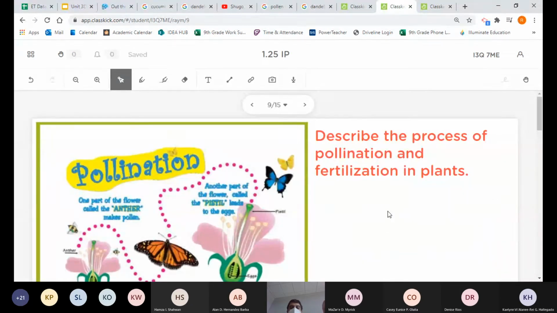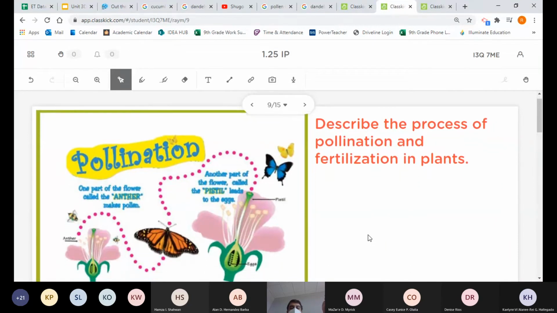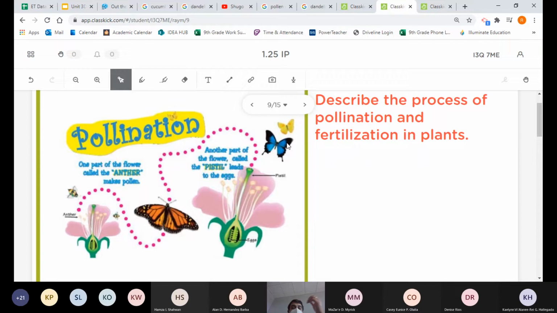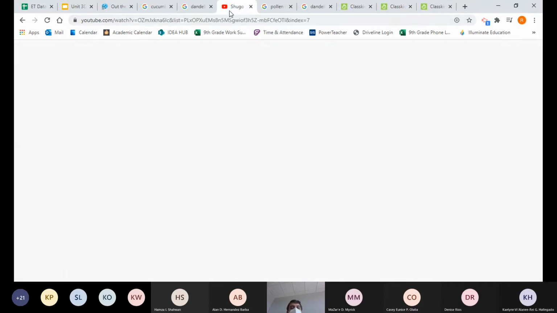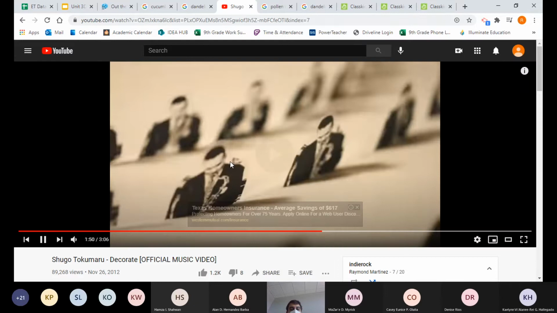Don't cheat. So what I want you to do here is describe the process of pollination and fertilization in plants. If you don't have access to ClassKick, like I said, go ahead and write this down wherever you're doing it, either on an online document or on a piece of paper. So take a minute. I want to see the connection between pollination and fertilization. If you need some help, you can always go back, and of course there is this helpful diagram here. So I'm going to give you a minute to do it.